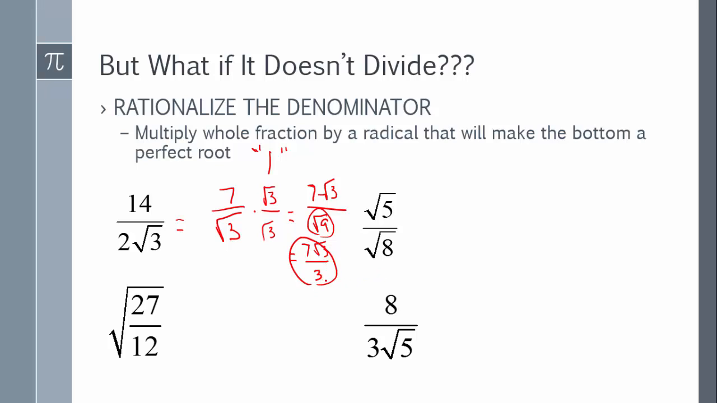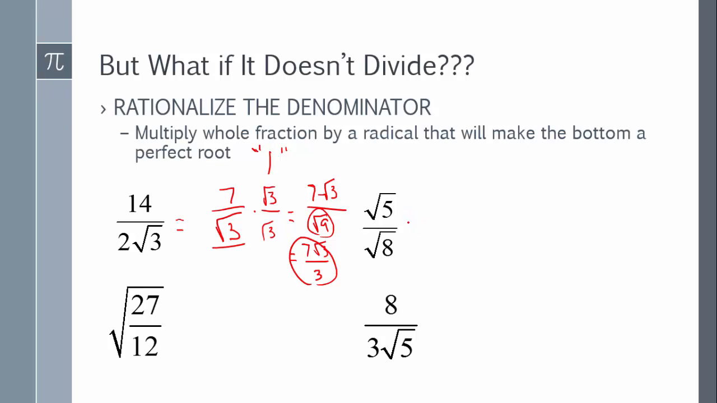That has a radical. If you went to your calculator and typed that in, 7 over root 3, and got a decimal, and typed 7 root 3 divided by 3, you should get the same decimal, assuming you put parentheses in the right spots. All right, next one, root 5 over root 8.